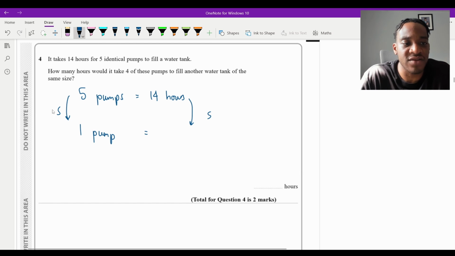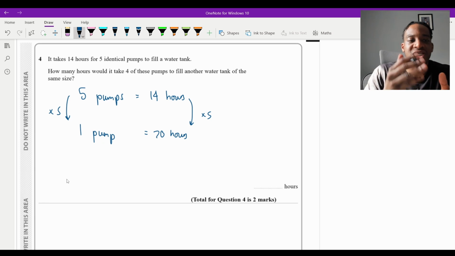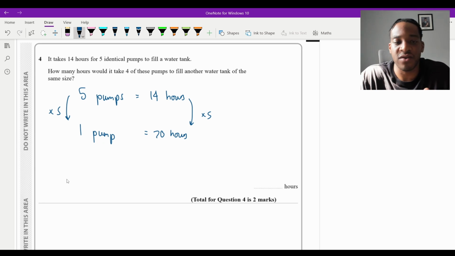So I'm going to times each of these by 5. And then now 14 times 5 is going to be 70, isn't it? It's going to be 70 hours, right? So we know that 1 pump is 70 hours. Technically, 5 times by 5 isn't 1, but you get what I'm doing with this inverse proportion. So we've got 1 pump is 70 hours, and now it says how many hours would it take 4 of these pumps to fill another water tank.